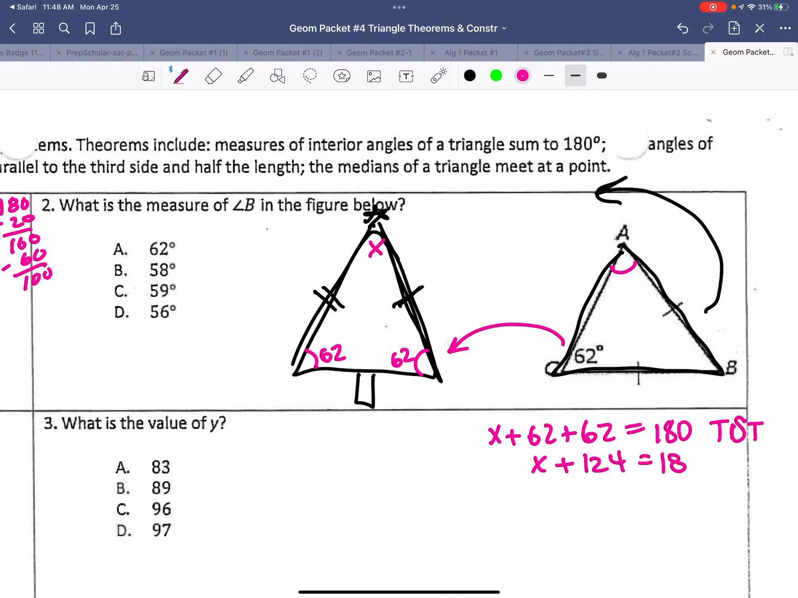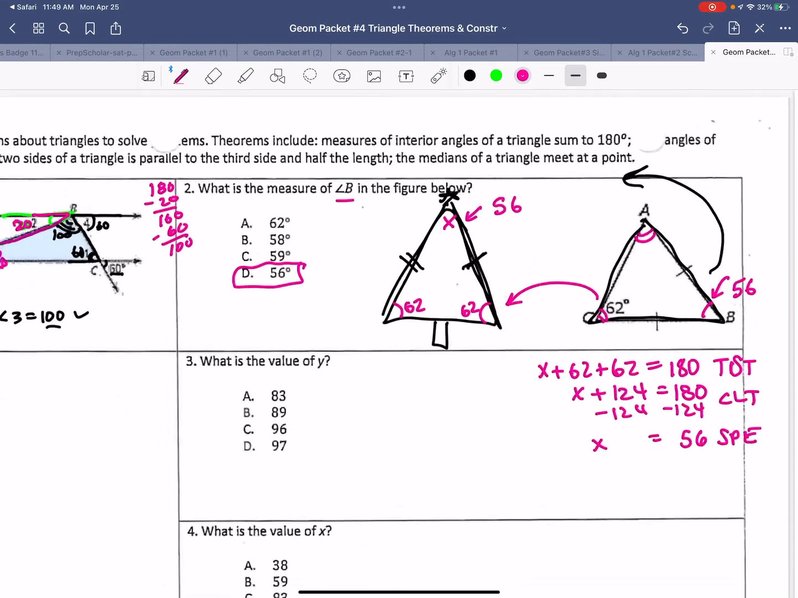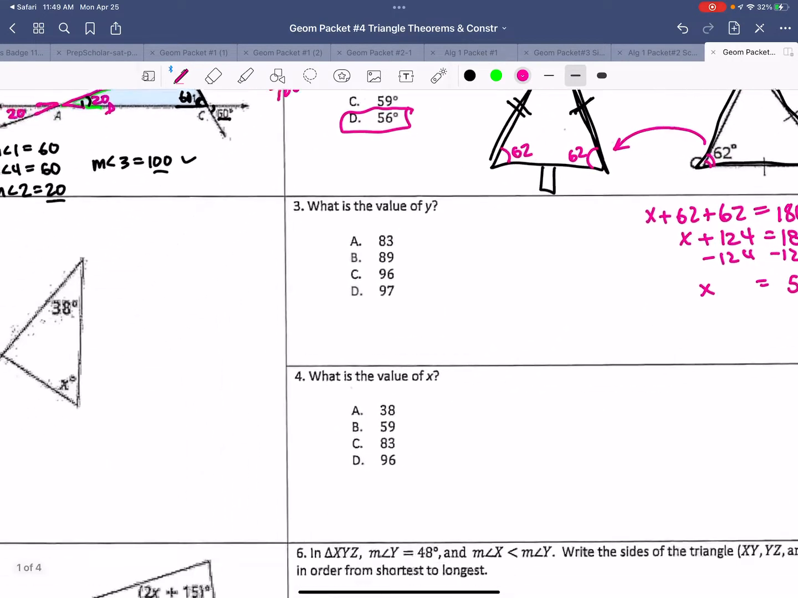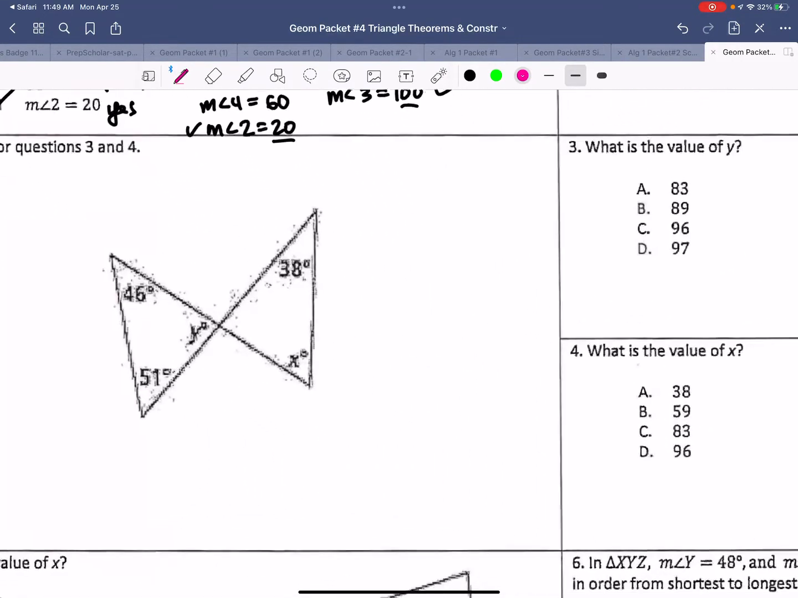So combining like terms and subtracting. Right, subtraction property of equality. We get that this number has to be 56. Now, what were they solving for? Interesting, they were solving for angle B. And so we solved for 56, which is one of our choices. Nice work, guys. Now, question number 3 and 4 go together with this picture.